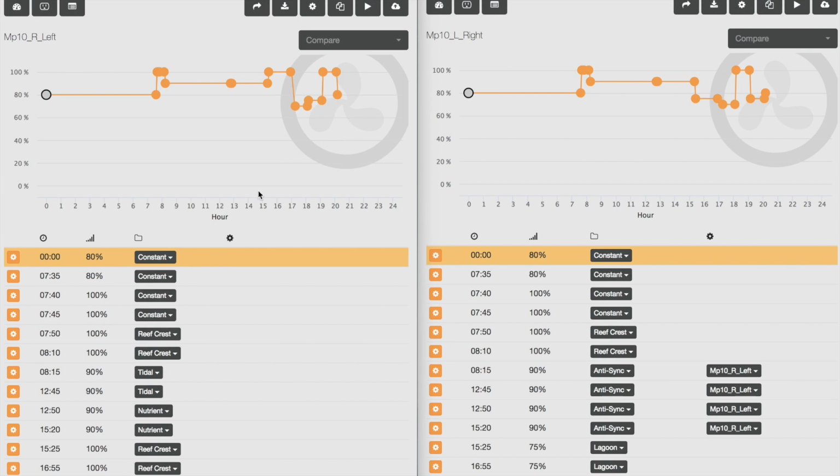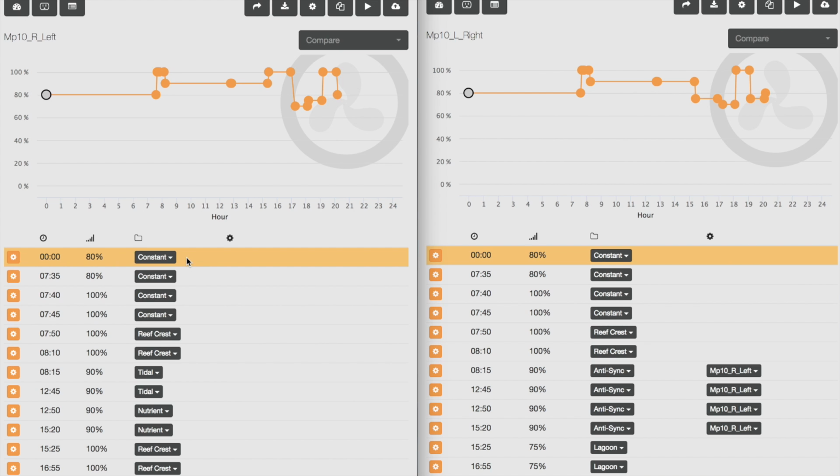Okay, guys, so here is my schedule for both MP10 pumps. You'll notice that they're both running on average at 80% for most of the day. So I start out the flow program from midnight to 7:30 p.m. and here the pump is running at 80%. So that's a bit unusual. Most people like to slow down the pumps during the night, but I actually have them running pretty high.